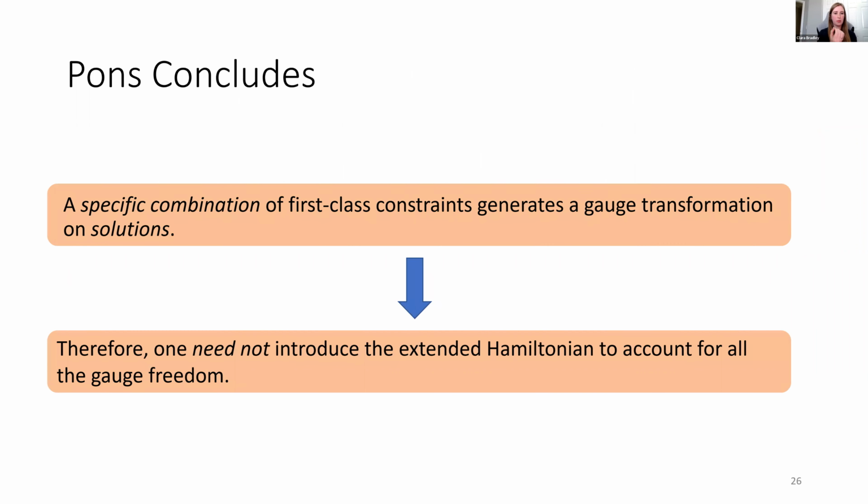But similarly to Pitts, what Pons concludes is that it's really a specific combination of first-class constraints that generates a gauge transformation, with the provision that it's specifically on solutions or on histories, but similarly concludes that one need not introduce the extended Hamiltonian to account for all of the gauge freedom. Again, because it's the total Hamiltonian that contains all of the information about the gauge freedom of solutions.